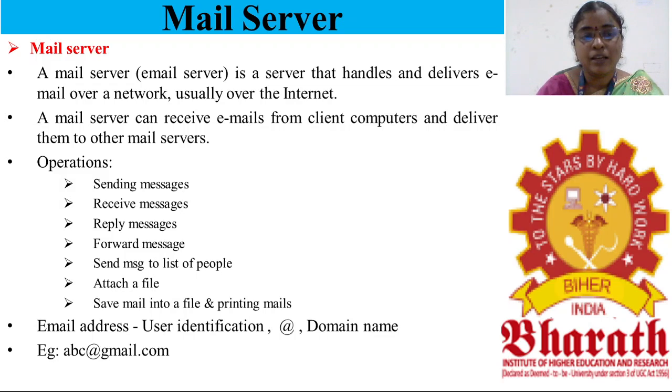Then the email address specify the user identification and at symbol, then specify the domain name. Example, abc@gmail.com means .com provide the commercial organization, and Gmail is nothing but the domain name, and ABC is the username here.